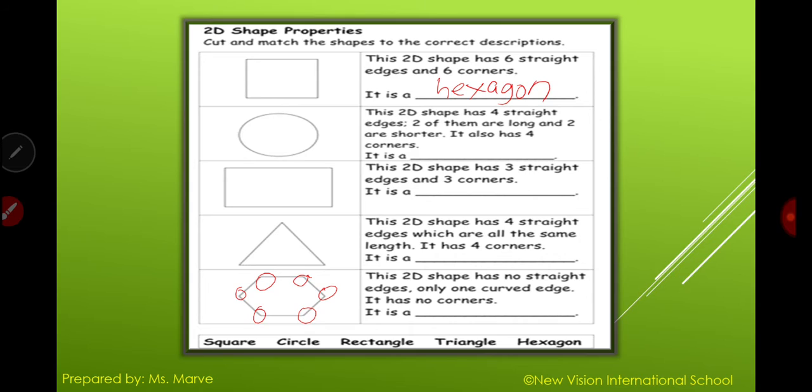How about the next one? I will only read 2 examples here. Okay, this 2D shape has 3 straight edges and 3 corners. It is a blank shape. What do you think? Which of these shapes has 3 straight sides and vertices? Let's count this one. 1, 2, 3. Good job. It's a triangle.